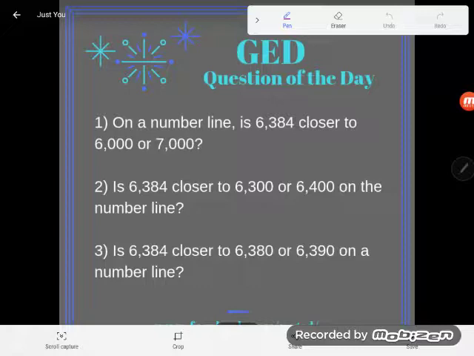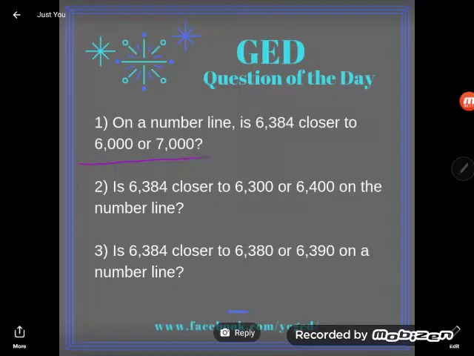Number 1 says, on a number line, is 6,384 closer to 6,000 or closer to 7,000? So, imagining a number line.